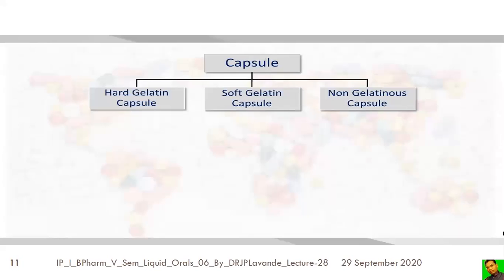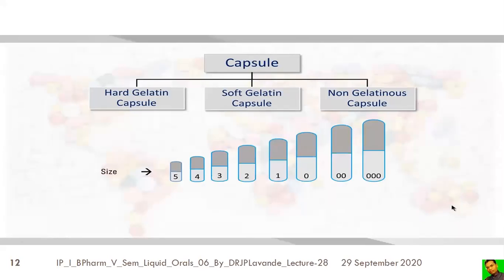If you see the types of capsules based on the type of gelatin material used, there are two different types: the hard gelatin capsule and the soft gelatin capsule. In the hard gelatin capsule, the gelatin material is tough and hard, and in the soft gelatin capsule, the gelatinous covering is soft in nature. There is another capsule which does not use gelatin material for the shell, for encapsulation purposes.